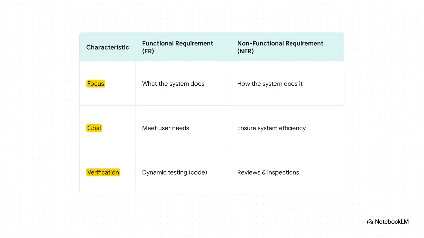So, to put them side by side, FRs are about what the system does, NFRs are about how it does it. You test FRs by running the app to see if the feature works. You verify NFRs with things like performance tests, security scans, and user feedback. You absolutely need both to build something great.